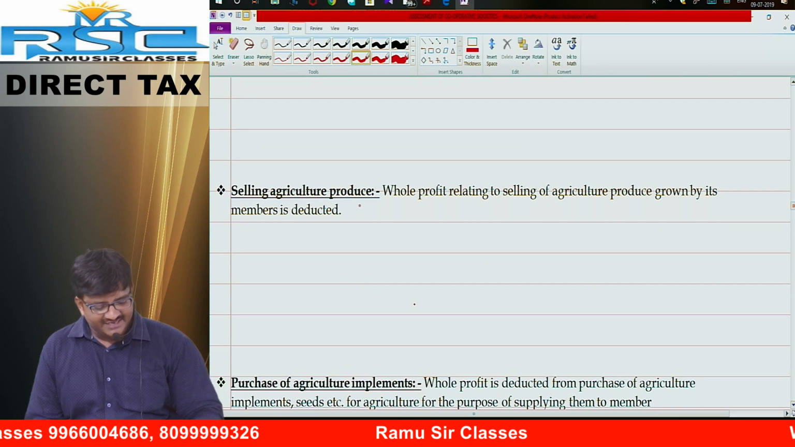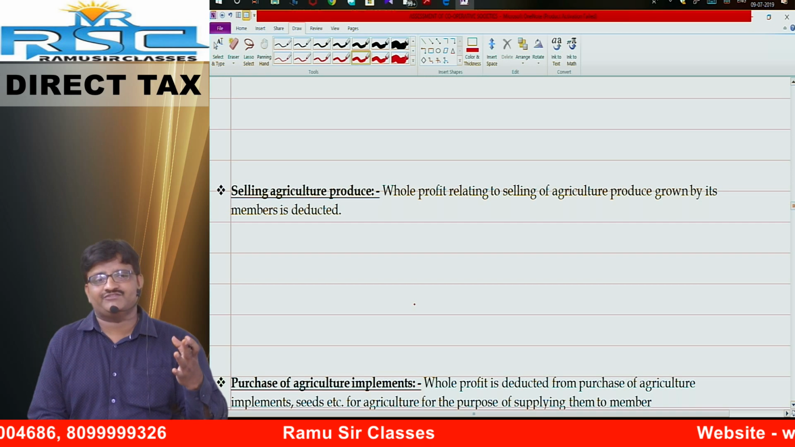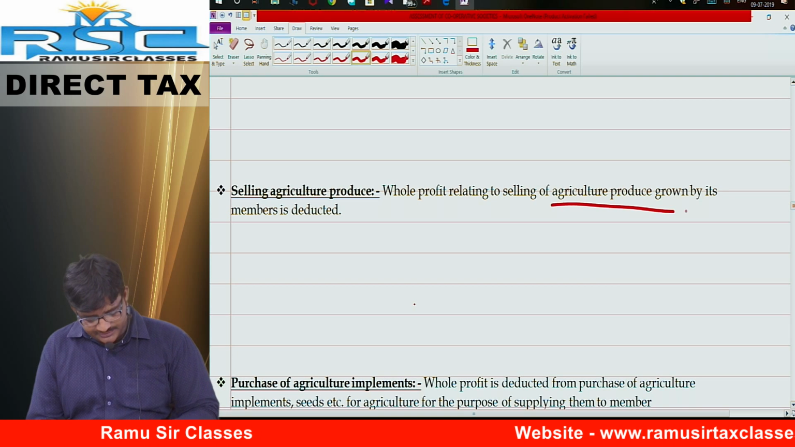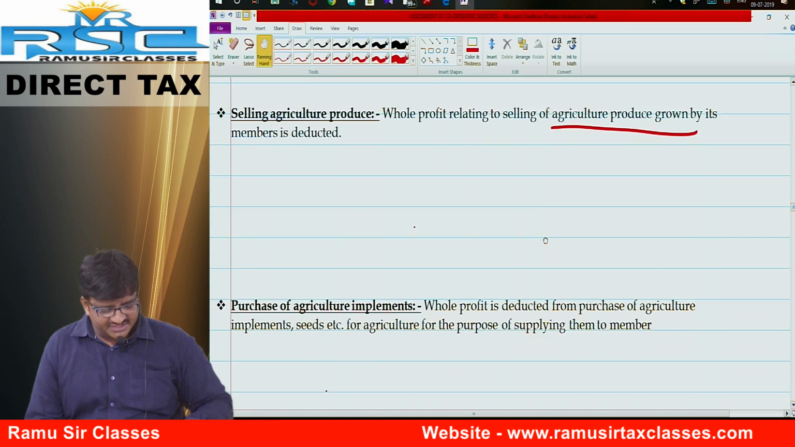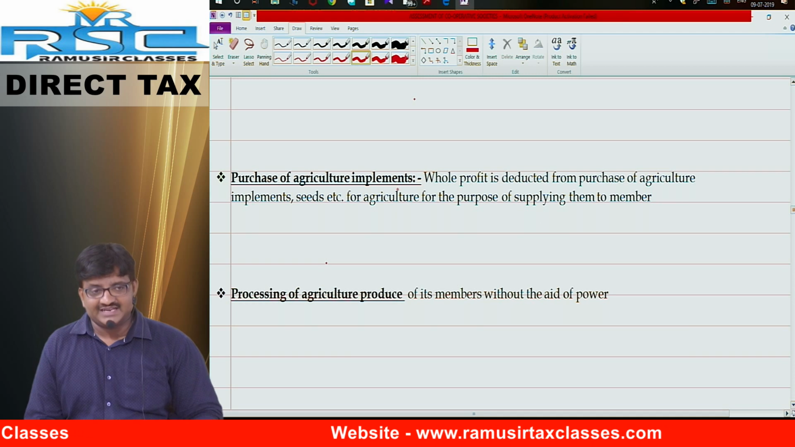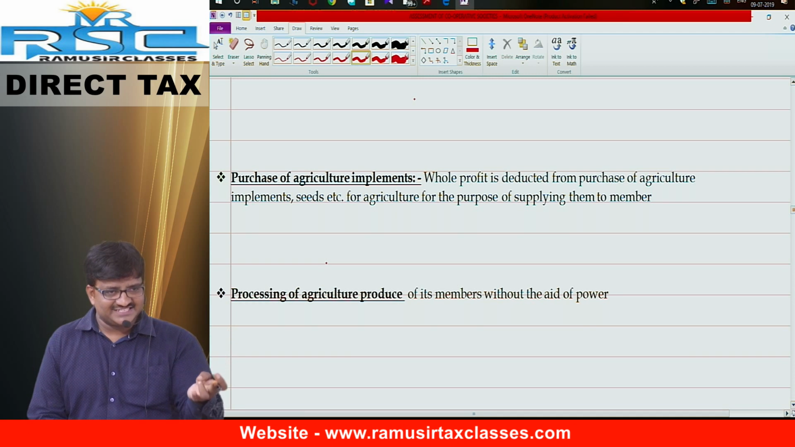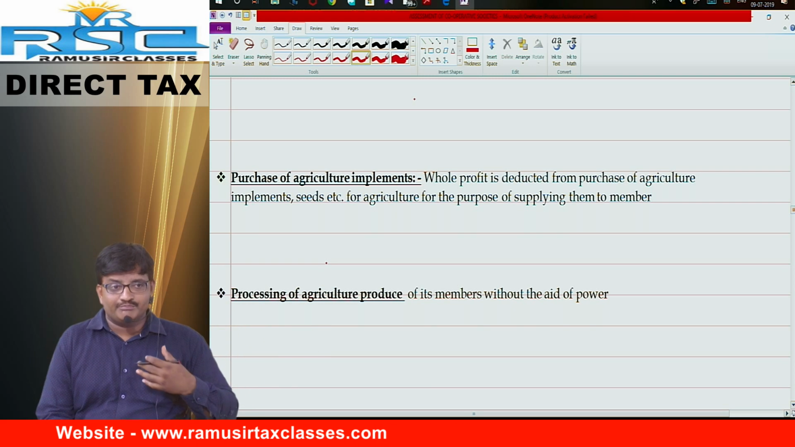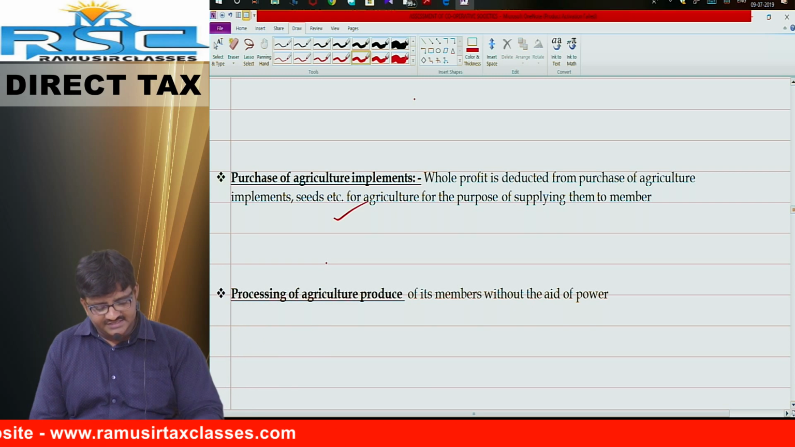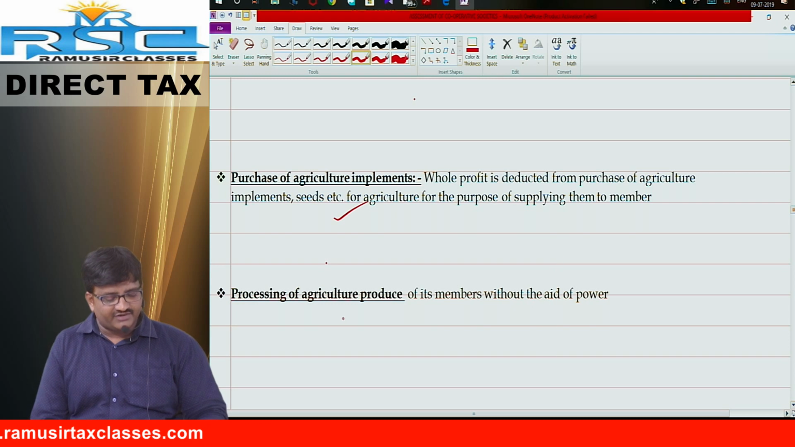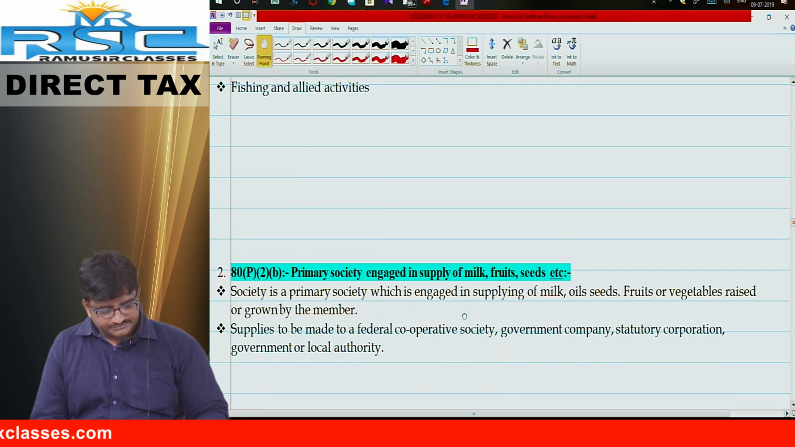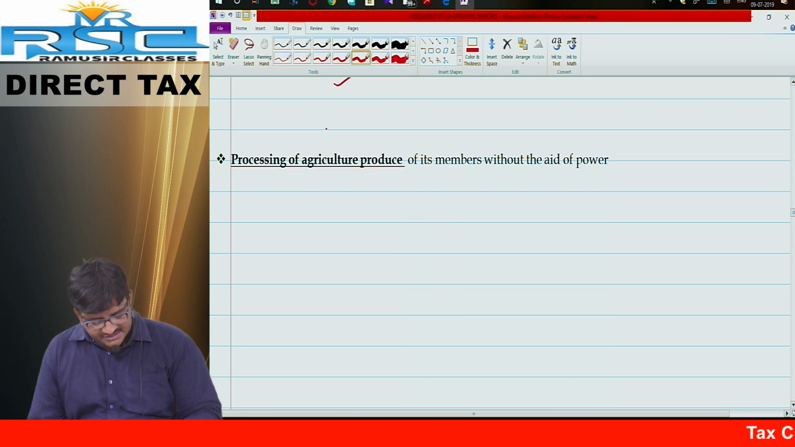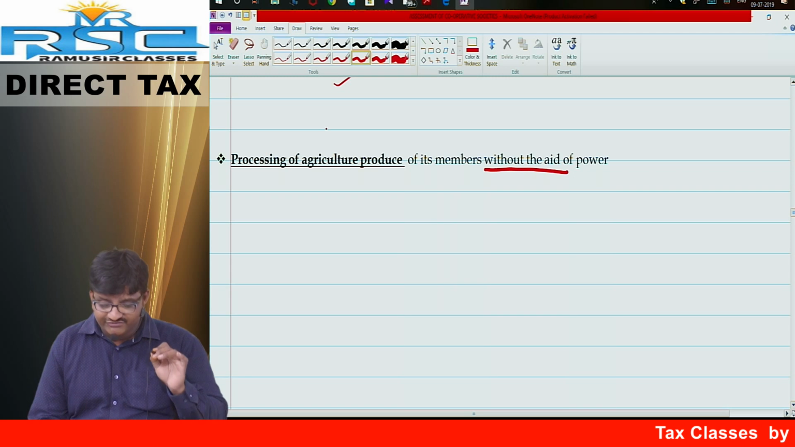Next one, selling of agricultural produce, marketing facilities, friends, provided by a cooperative society to its members. Only agricultural produce grown by the members is allowed as deduction. Purchase of agricultural implements, seed, fertilizers, vegetables, all the things whatever we supply to our farmers who are members of our society is allowed as deduction. Processing of agricultural produce, friends: we need to do the processing without the aid of power. Very important, without the aid of power.